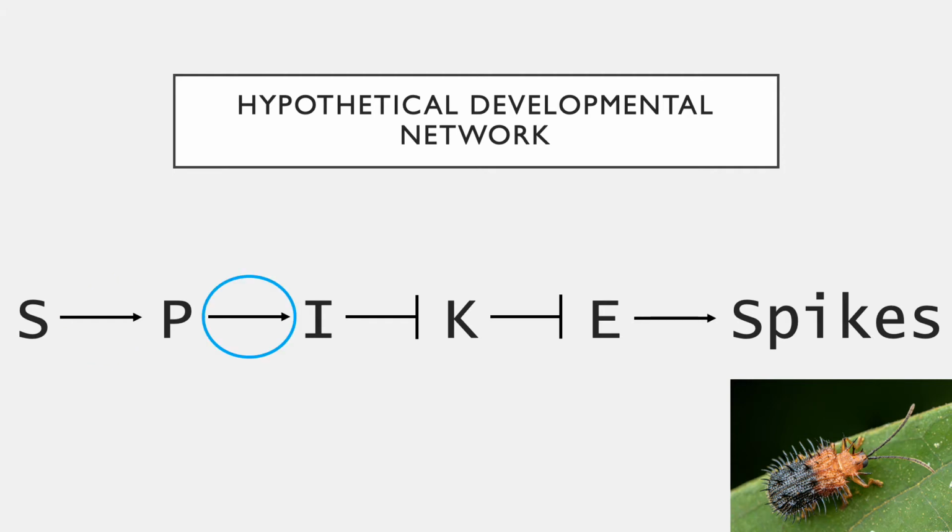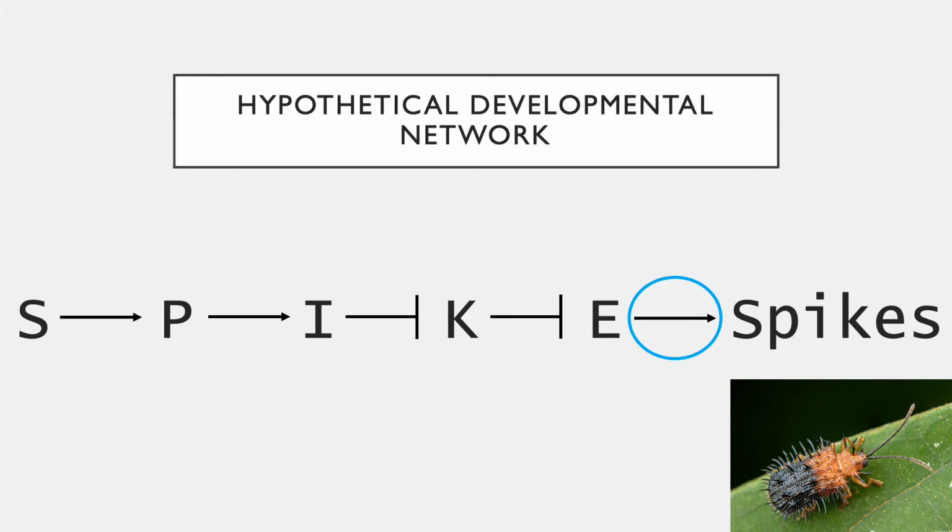The P gene has an arrow leading to the I gene, which means that a normal P gene product will stimulate transcription of the I gene product. The I gene has a T-bar leading to the K gene, which means that the normal I gene product will inhibit the action of the K gene product. This is important because the K gene also has a T-bar leading to the E gene, meaning that a normal K gene product will inhibit the action of the E gene product.